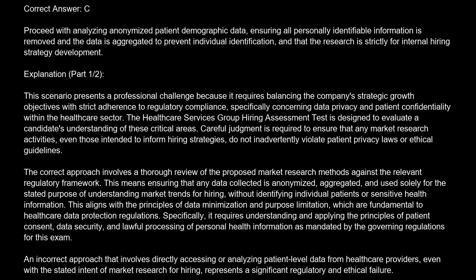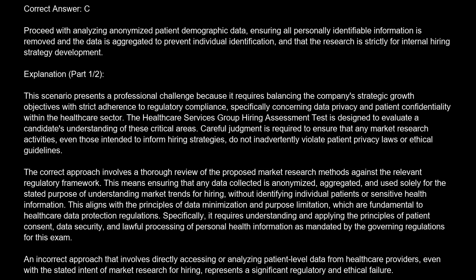Explanation. This scenario presents a professional challenge because it requires balancing the company's strategic growth objectives with strict adherence to regulatory compliance, specifically concerning data privacy and patient confidentiality within the healthcare sector. The Healthcare Services Group Hiring Assessment Test is designed to evaluate a candidate's understanding of these critical areas. Careful judgment is required to ensure that any market research activities, even those intended to inform hiring strategies, do not inadvertently violate patient privacy laws or ethical guidelines.